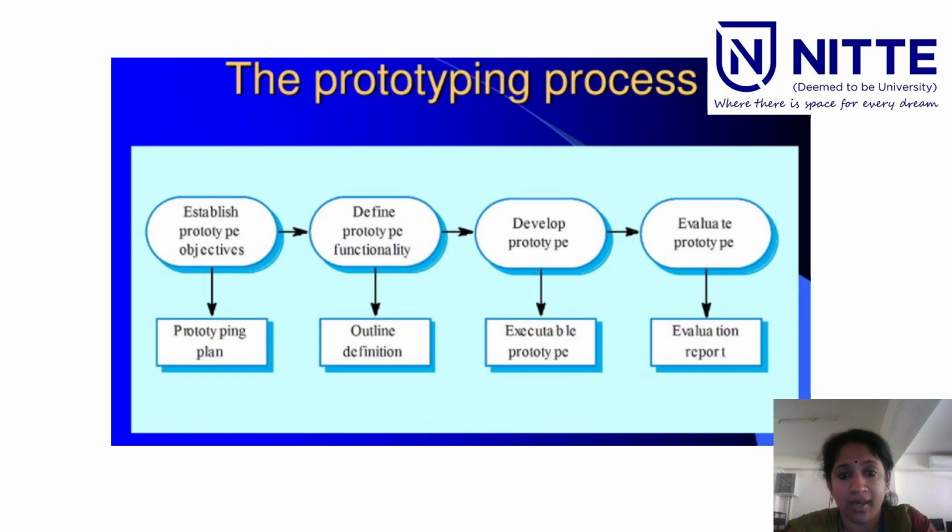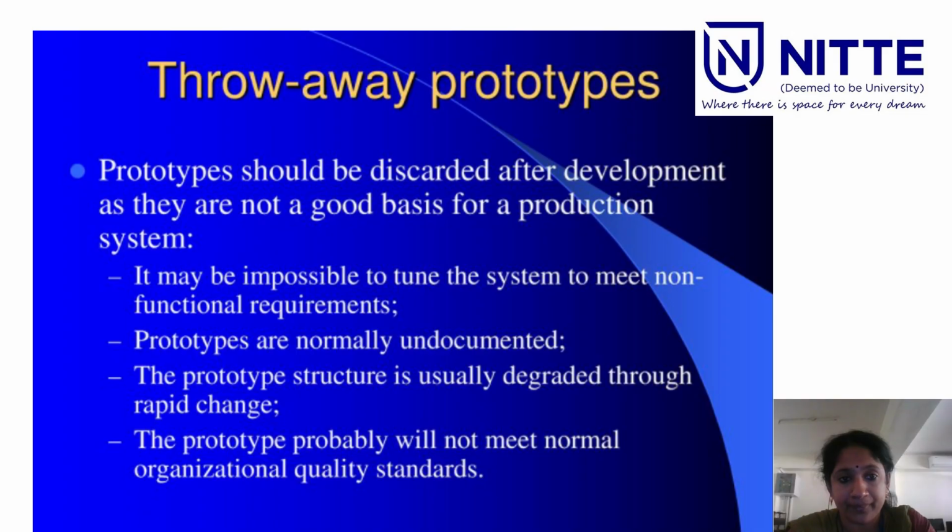Then testing. The prototyping process: establishing the prototype objectives, defining the prototype functionality, developing the prototype, and evaluating the prototype. Prototypes should be discarded after development. They are not good as a basis for a production system, just for showing purposes. It may be impossible to tune the system to meet the non-functional requirements. Prototypes are normally undocumented, and the prototype structure is usually degraded through rapid change.